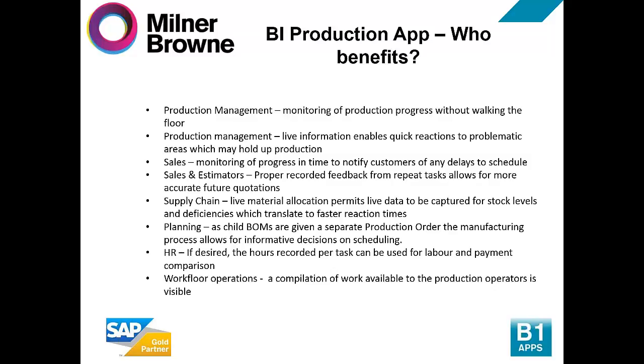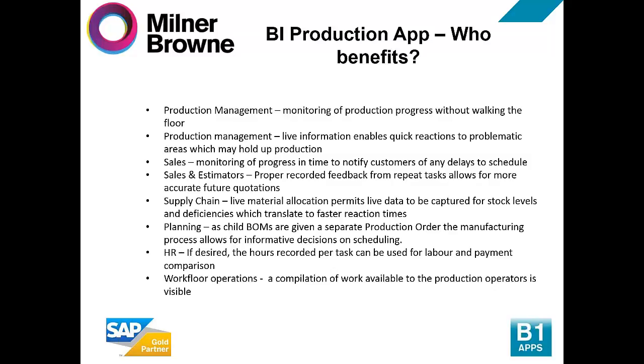The live material allocation permits live data to be captured for stock levels and efficiencies, which translate to faster reaction times. You can set up alerts based on the material allocation that's been used with the workflow console, so that you can be alerted when materials come below a minimum stock level or when you don't have enough to complete the current jobs in line. So the supply chain can benefit there as well.